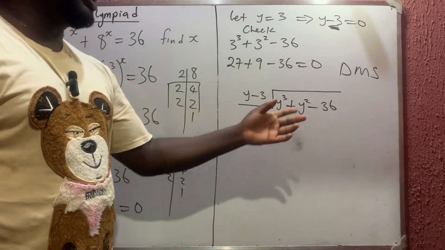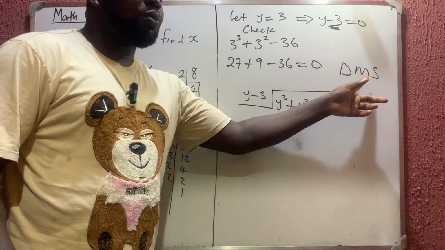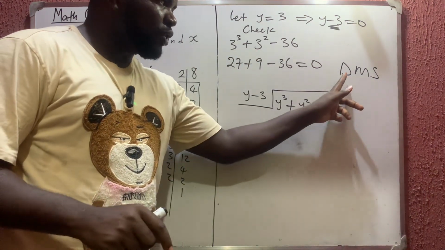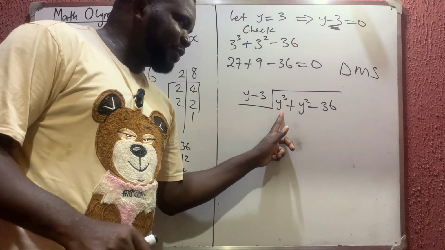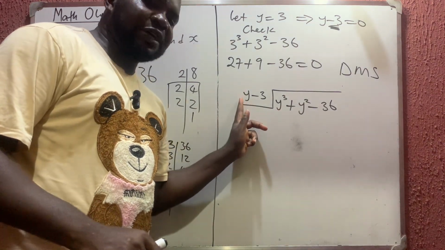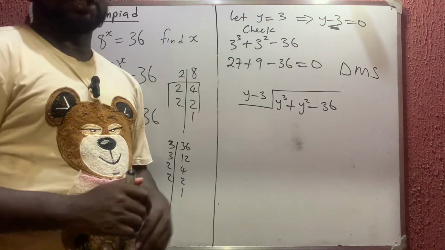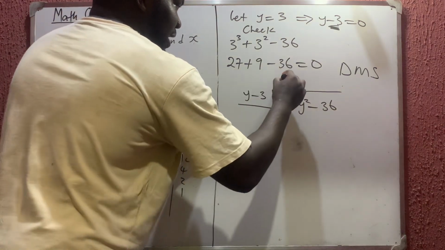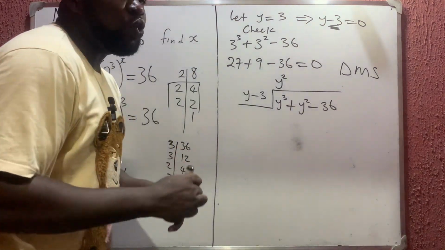Okay, so let's go again. DMS means division, multiplication, and subtraction. Now look at how it works. For division, you let the first person you are seeing here divide the first person. That's all. You are done with your D. So let us do that. This divided by this, I'm going to have y squared. You write it here. I'm done with D.